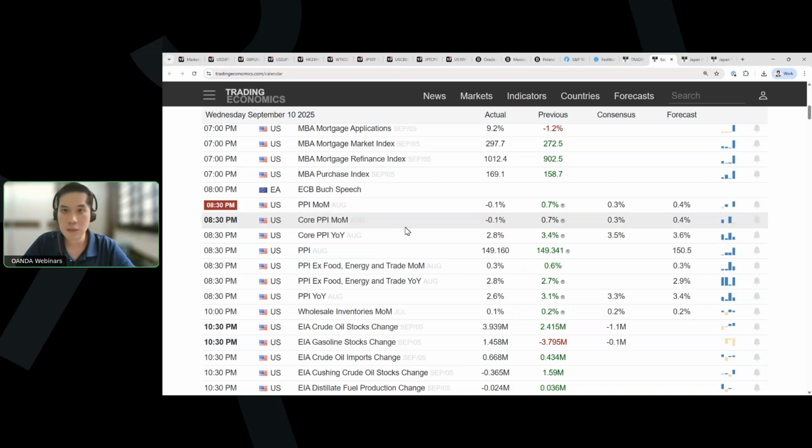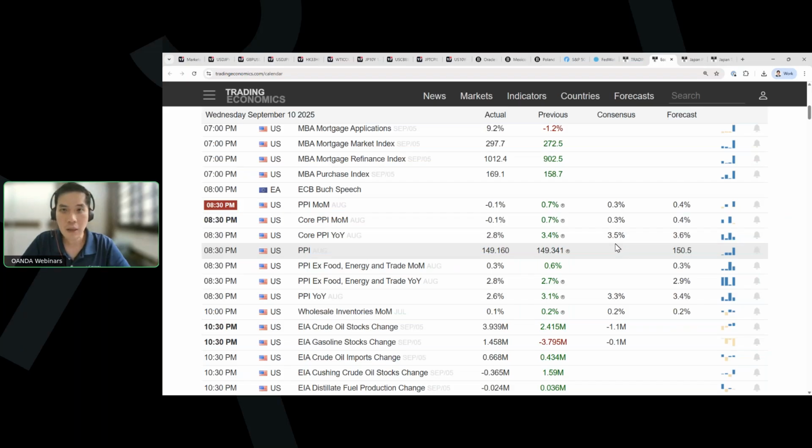And if you strip out the seasonality elements, that means we stretch it out on a year-on-year basis. On a year-on-year basis, the core PPI inched down lower to 2.8% for the month of August, below the revised figure of 3.4% printed in the previous month of July. And that 3.4% was also revised lower from 3.7, and it also came in way below market expectation of 3.5%.